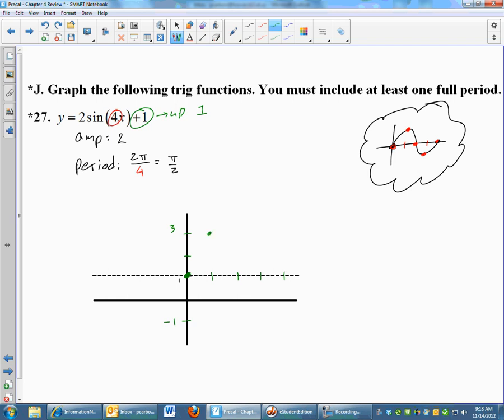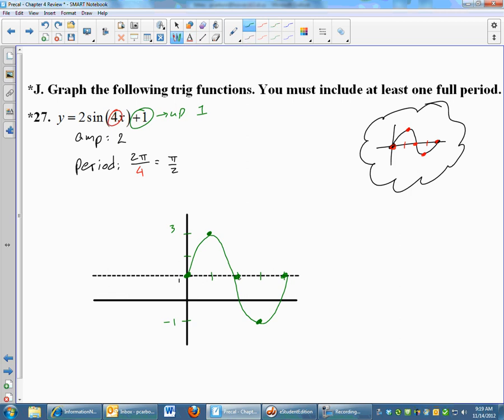I will go up to my amplitude of 2, which takes me to 3. Then I'll hit my x-axis, and then I'll come down and bottom out at -1, and then I'll come back and hit my x-axis. And this is what one period of this sine graph looks like. And remember, your sine and cosine is a wavy graph. It's not supposed to be pointy.